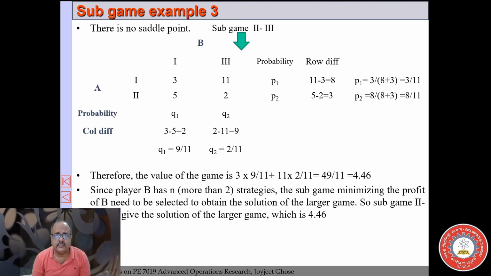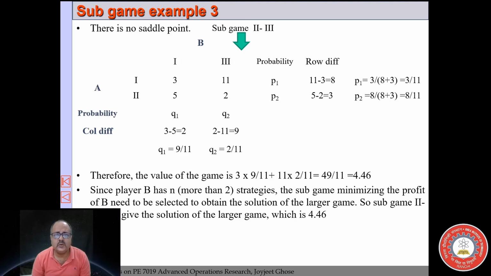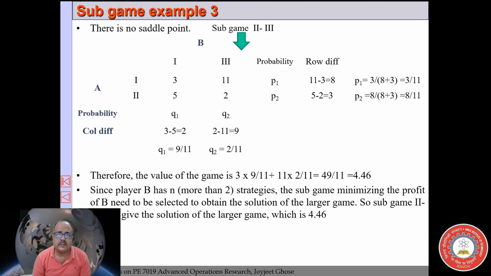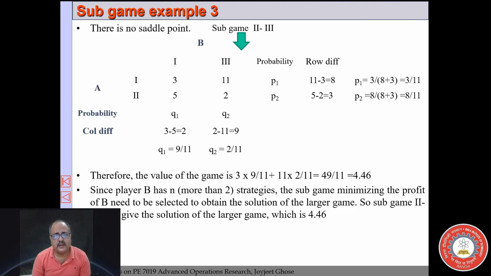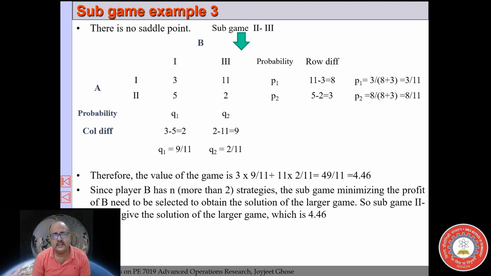So this is how you solve payoff matrices, particularly 2 by 3 and 3 by 2, which cannot be solved by the saddle point method and cannot be solved by the rule of dominance. I hope you have understood this method, and we have come to the end of this lecture. Thank you for watching this video.